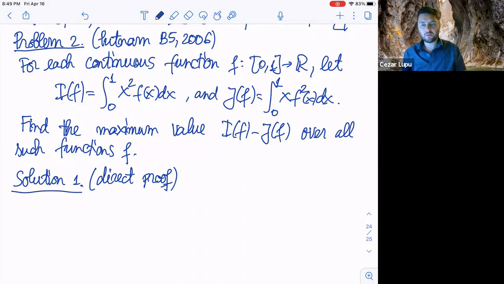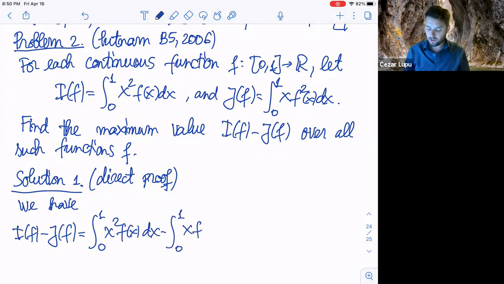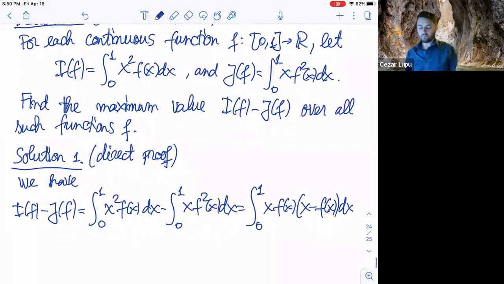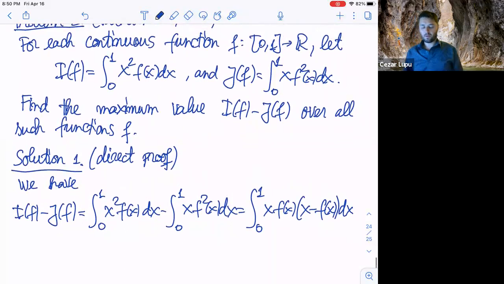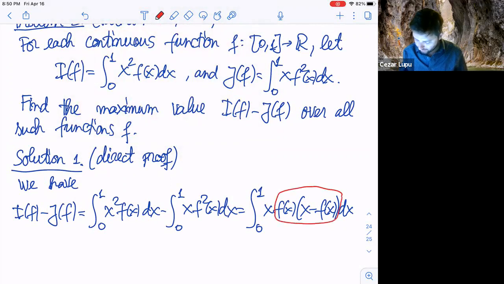So what we're going to do is just compute the difference. So we have that I of f minus J of f is nothing else than just, let's write these two integrals, let's write their difference. But now if you just factor using the linearity of the integral, this is nothing else than just the integral from 0 to 1 of x f of x times x minus f of x dx. All right, great. So now we would like to do a little bit of a trick. I would like to look at inside this integral this product here, f and x minus f. And as you can see, if we add up these two, f and x minus f, f will just vanish.